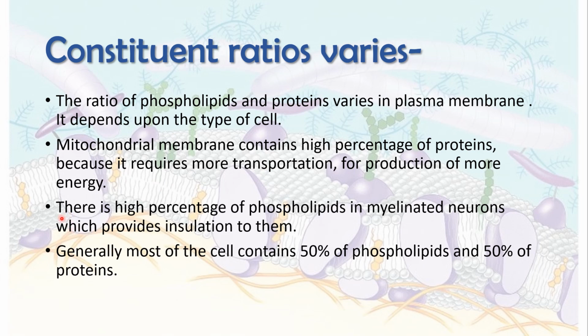In myelinated neurons, there is a higher percentage of phospholipids than proteins because phospholipids provide insulation to myelinated neurons. Generally, in most cells, the ratio is half and half: 50% of the cell membrane consists of phospholipids and 50% of proteins.